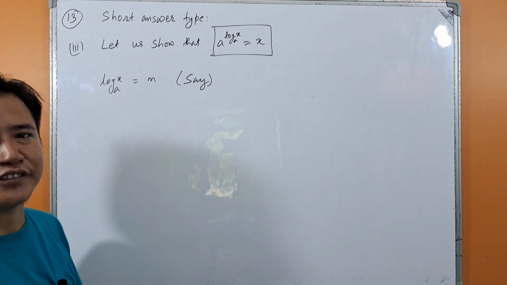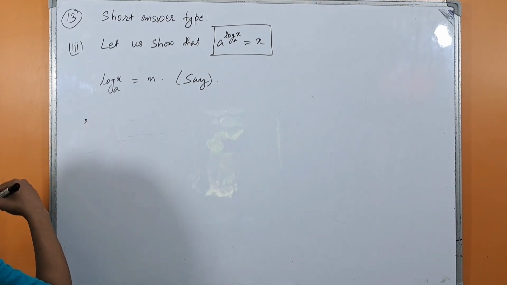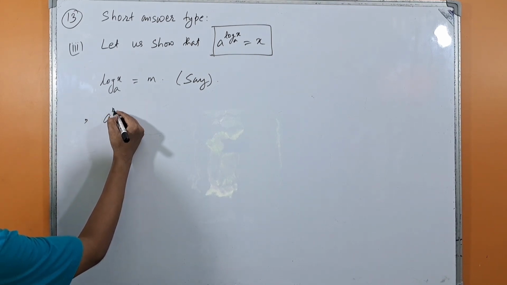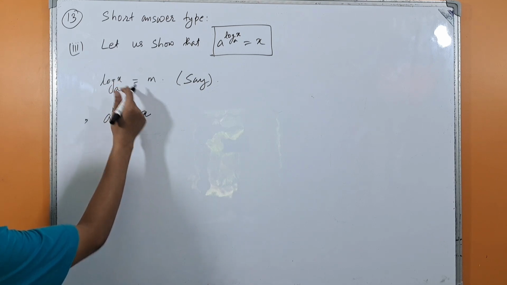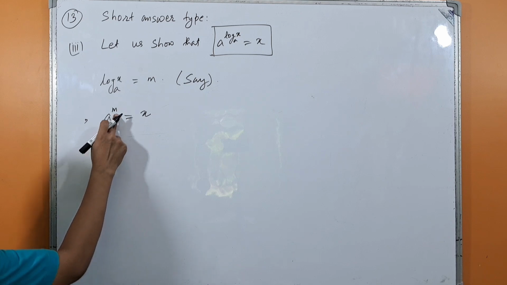Now let us convert this logarithmic equation to exponential equation. Okay, so how do we write this? This a base we write here. This m comes here as power equal to this x, isn't it? This x goes to the right hand side, or a to the power m, isn't it?